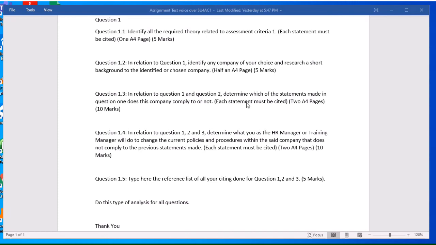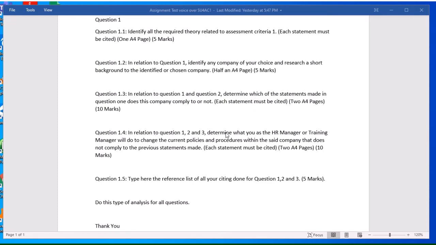Now, it is easy where you then just copy that theory that you wrote in question 1.1, paste it into 1.3, and then just add what your company is doing. So very easy. So the first A4 page will be the theory, and the second A4 page will be what is happening within your company.